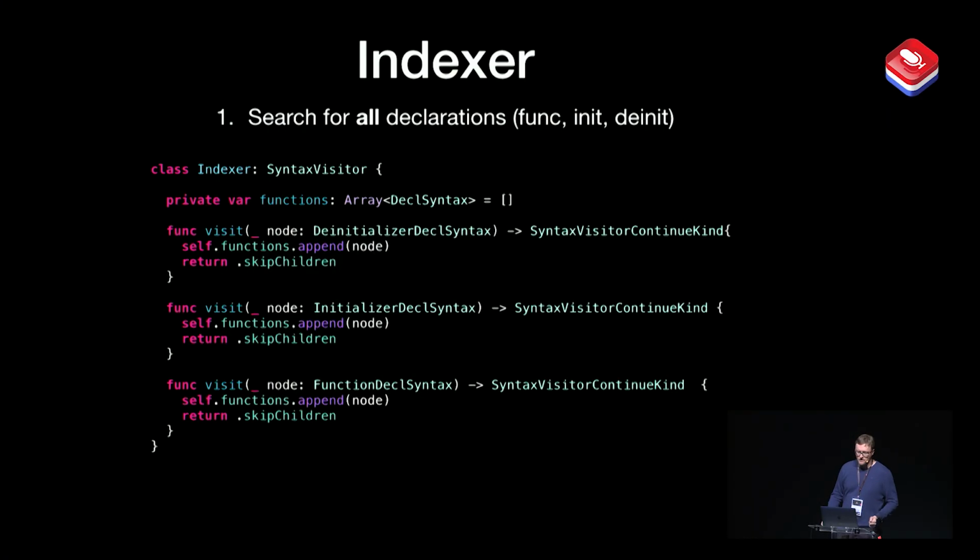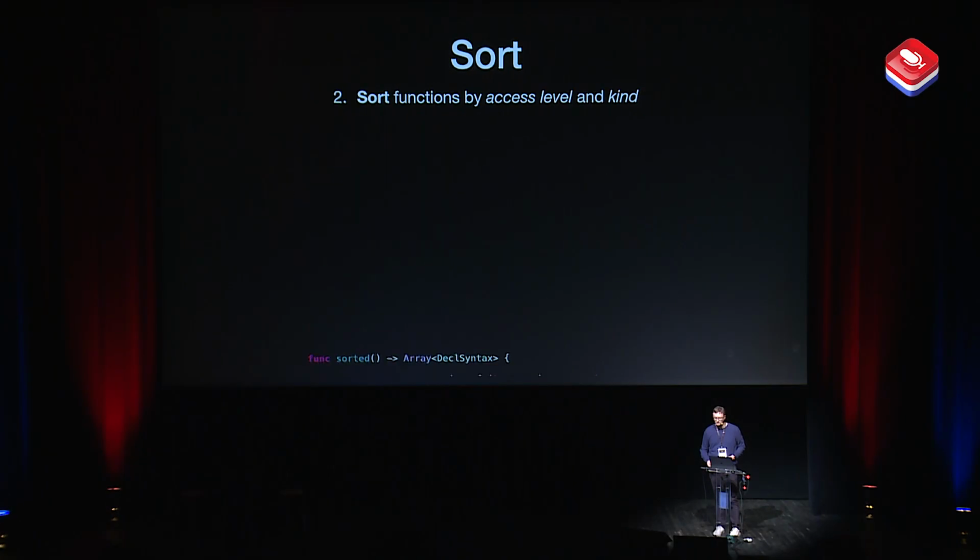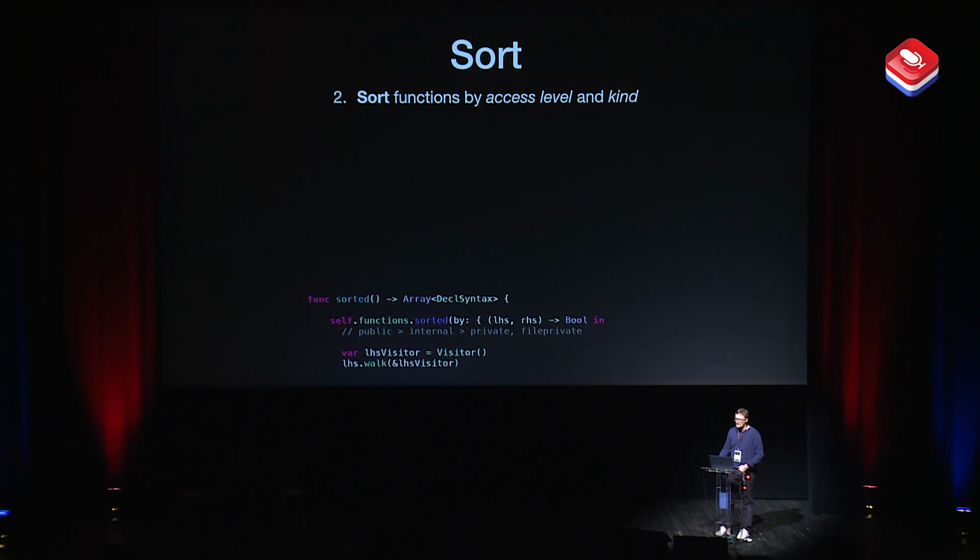So first, search all the declarations. By implementing an indexer, I will get all the methods that I'm interested in, and the visitor will iterate over the tree, and whenever I find a function, I remember that function in the array functions. So it's just an append to the array. So we have an indexer.